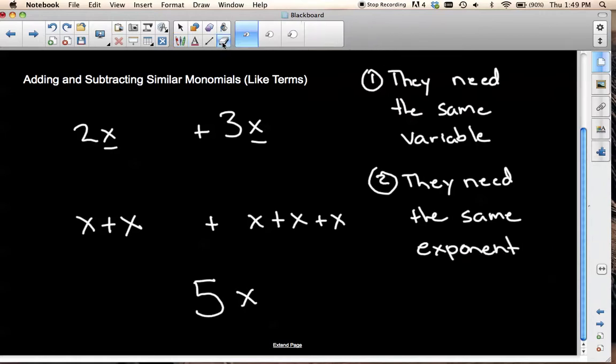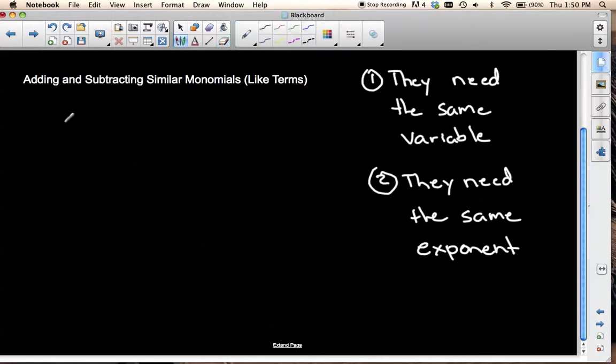So if we were to go and look at this, and I had 6x plus 3x to the power of 2 plus 4x, I'd have to group my like terms to be able to add them. Now following that rule, they need to have the same variable. Well, 6x and 4x have the same variable. So I can add 6x and 4x.